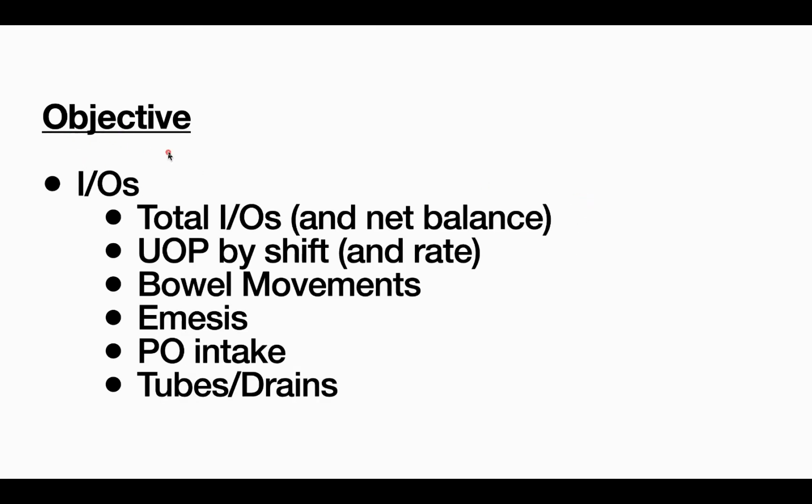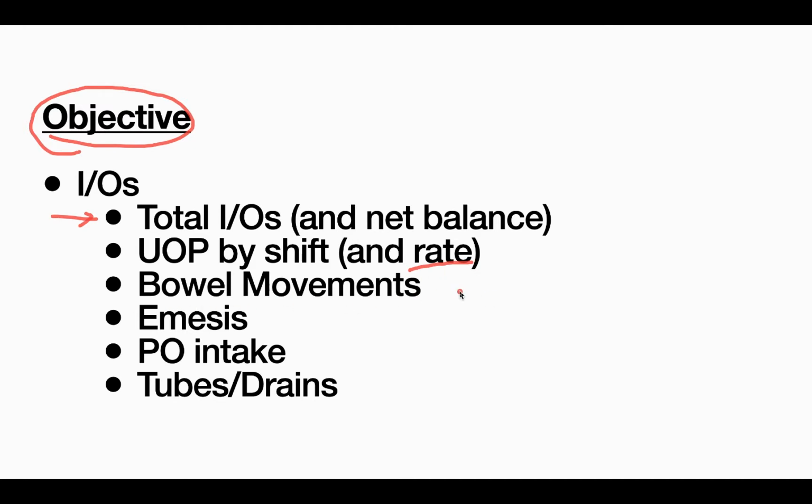So we're still within our O, objective data, remember? So here are I's and O's, or ins and outs. These are really important for surgery patients, so you definitely want to know the total I's and O's, as well as their net balance for the day. And we'll go through examples of all of these on the next page. You want to know their urine output by shift. So each shift is 8 hours, right? And that's usually how it's shown in the EMR. And then you usually want the rate so you can prove that they're having adequate urine output.